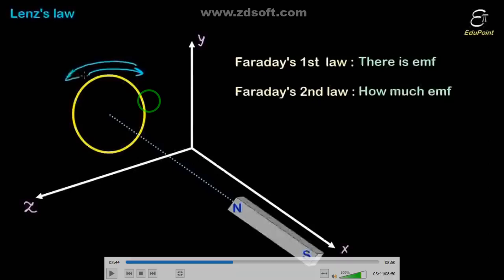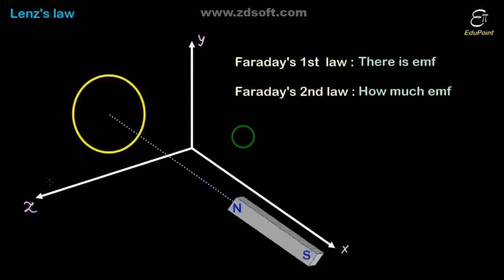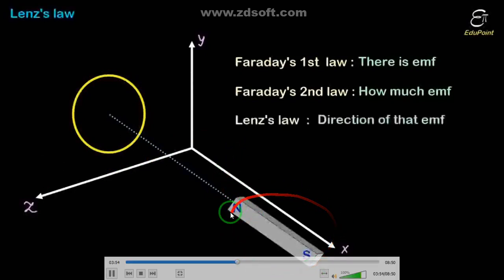So for that we can discuss the current direction of the circuit. For that, first we have to move this conductor towards the circuit.